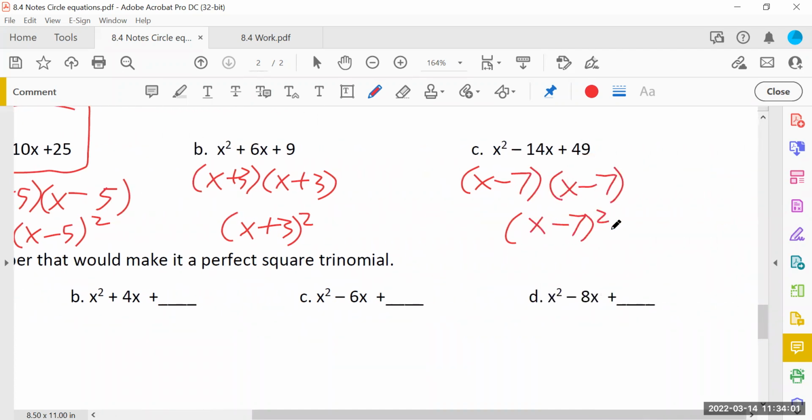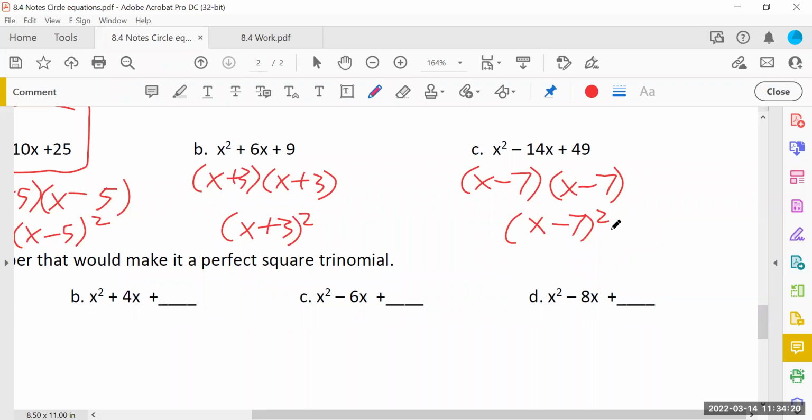Yes. So in order for these to add up to 6, we need them both to be positive, so it makes a positive 6 in the middle. All right, let's go over that real fast, but I want everybody to see how this works.